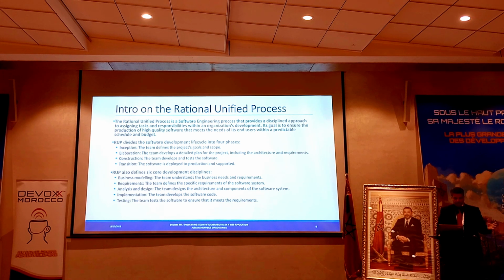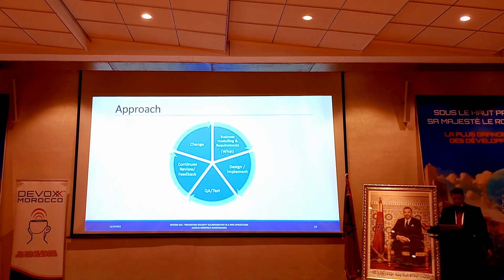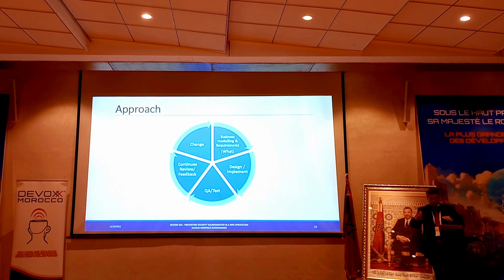implementation, and testing. For those of you that apply Agile and Scrum, this is what you actually do in every cycle that you do. So you see that what I'm showing you now can be applied also to other strategies that you might be using. Now, the approach, as I told you before, is what we need to do: design, QA test, continuous review and feedback, and of course, change involvement.